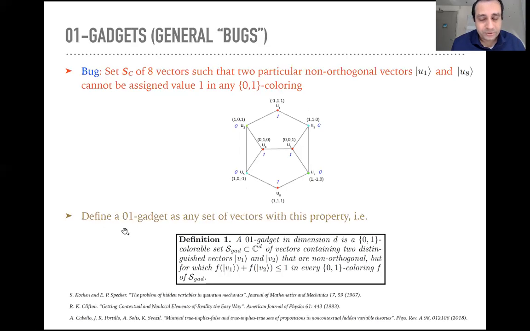So what we can do is to define a general graph or a general set of vectors with such a property. And this is what we do. Suppose I define a 0, 1 gadget to be such a set of vectors that is on its own 0, 1 colorable, except that there are two distinguished vectors v1 and v2 that, despite being non-orthogonal, cannot both be assigned the value 1 in any Kochen-Specker 0, 1 coloring.